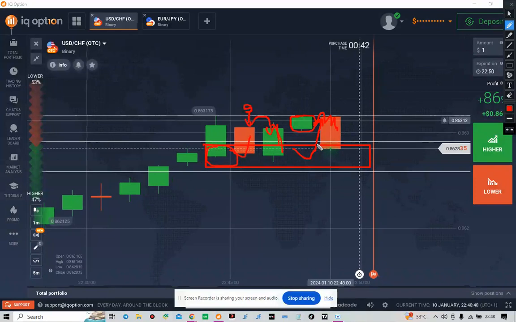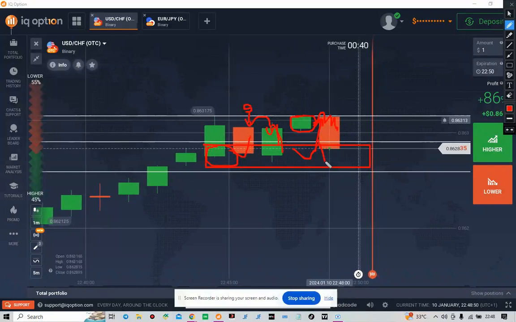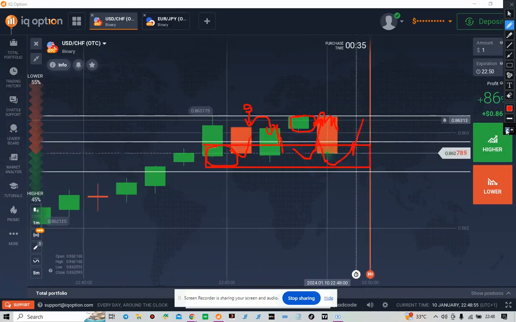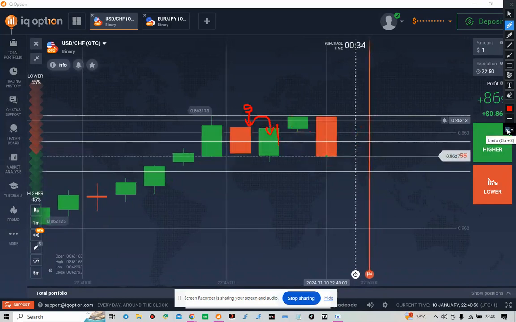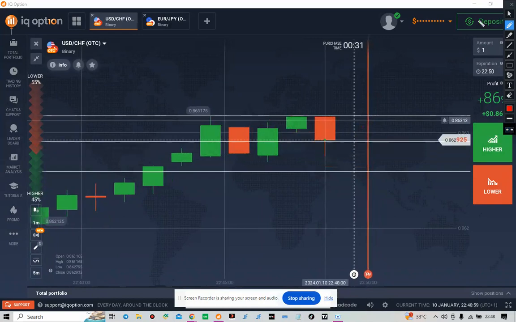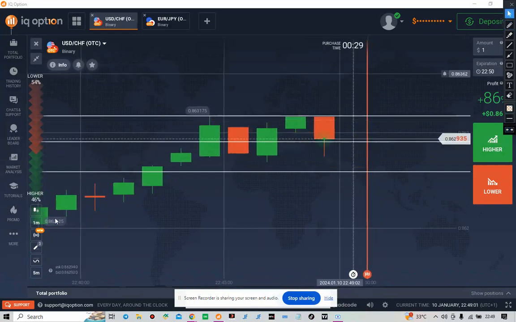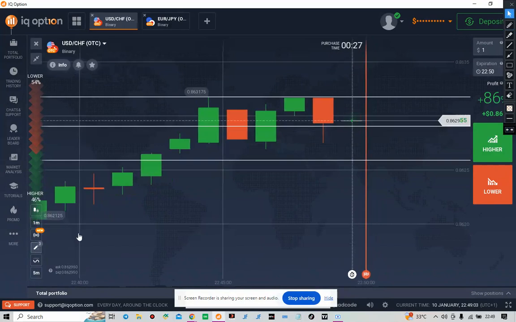Now look at this candle here. If this candle closes here with a rejection, I'm expecting a bullish entry on the next candle. So what I'm going to do is draw another line.